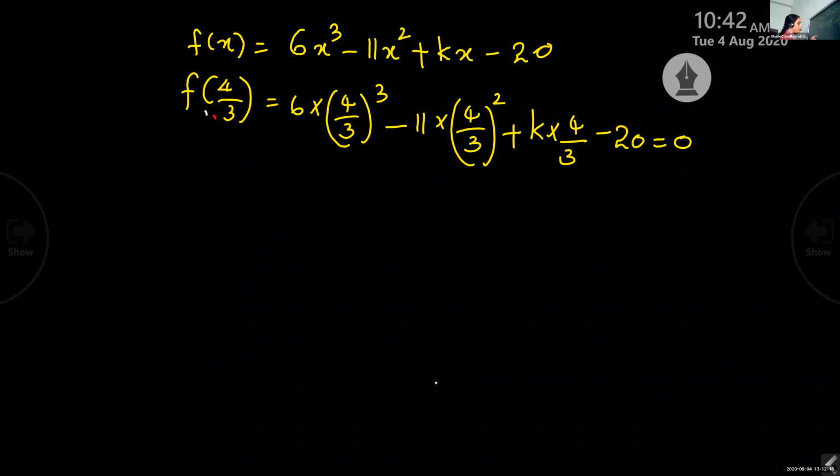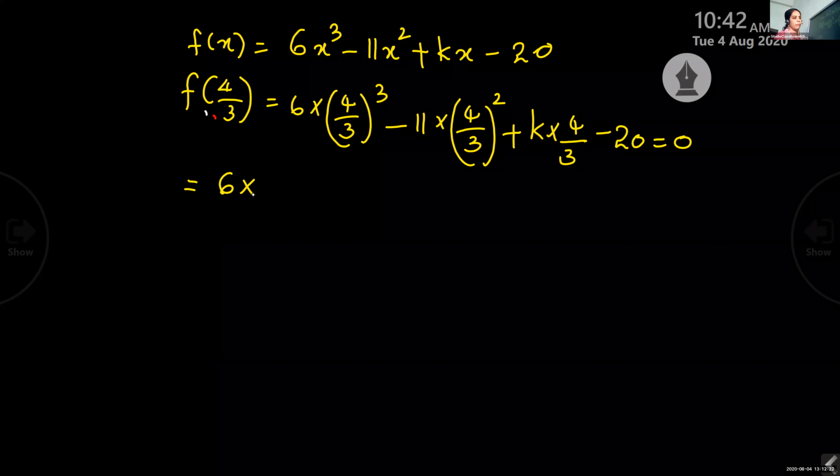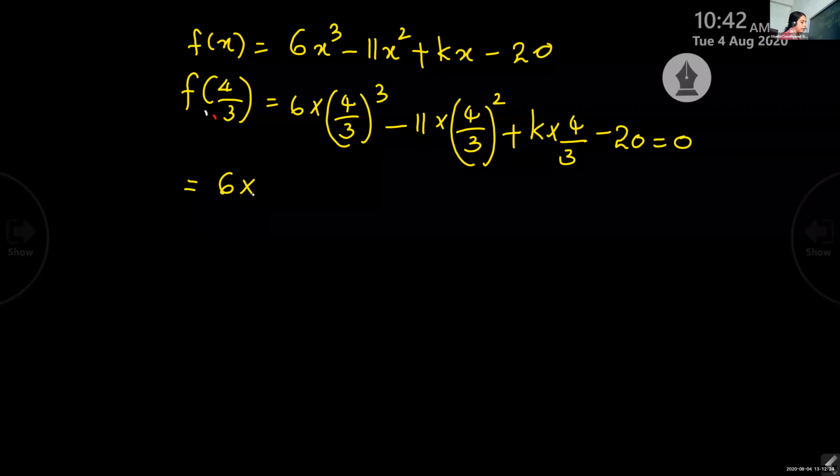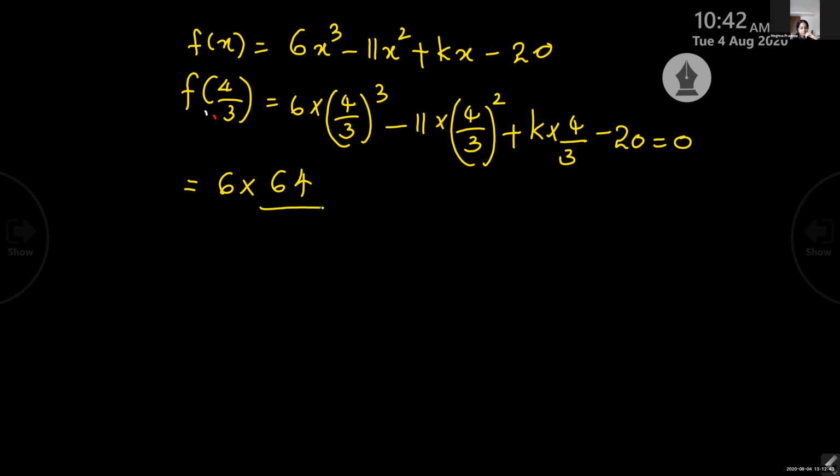Okay, children, f of 4 by 3. 6 into 4 by 3 all cube. What is 4 by 3 all cube? What is 4 cube? 4 into 4 into 4. Can you tell what is 4 cube? 64. Good. And what is 3 cube? 27. Good.